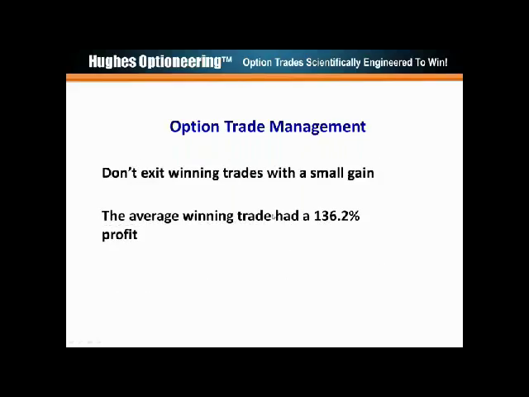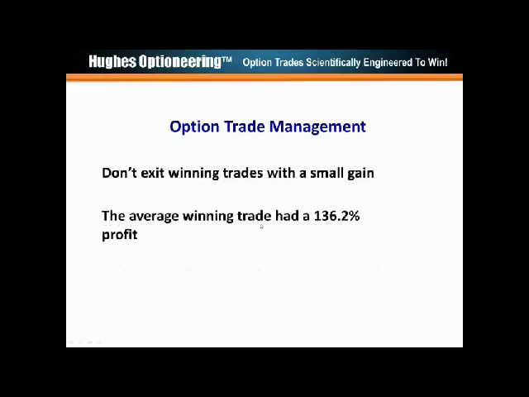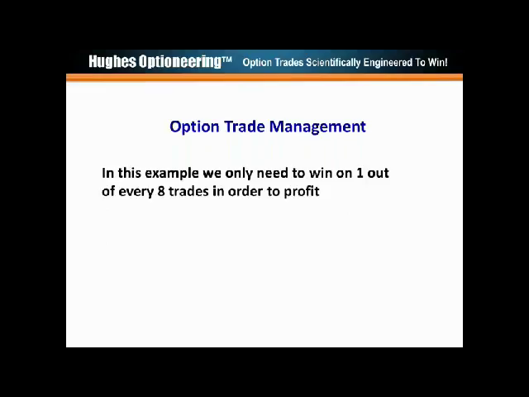By not exiting winning trades with a small gain, we had an average winning trade in this example of 136%. So we had an average losing trade of 14%, and an average winning trade of 136%. That's why you don't want to exit your winning trade with a small gain, because the winning trades can mitigate your losing trades. For example, we only had to win on one out of every eight trades in order for the portfolio to profit. We want to hold on to the option and get a big winning trade, and if you do that, then you don't have to win on that many trades in order for your portfolio to profit. So we exit quickly with losing trades and hold on to winning trades.